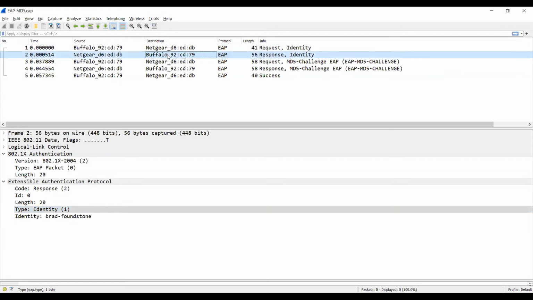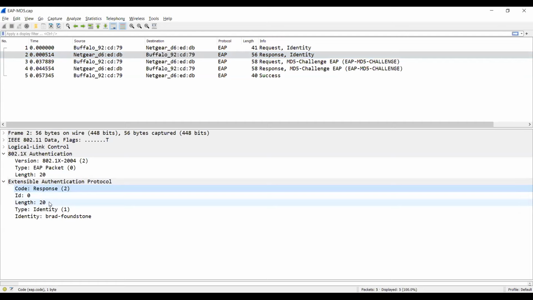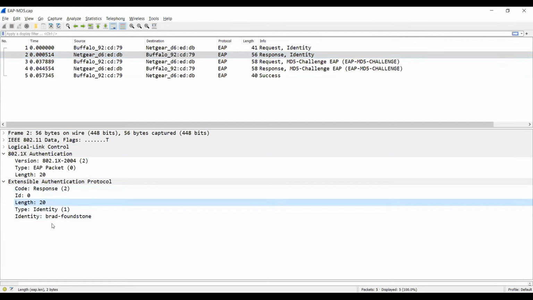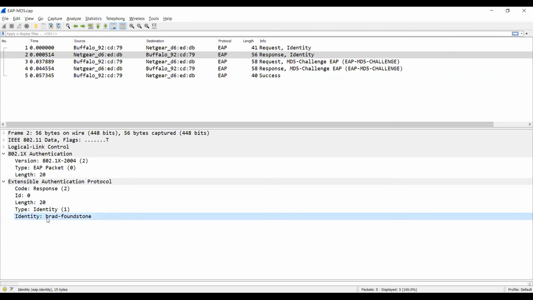In response to this, our client, that is our Netgear, is going to provide the identity, right? So you can see response, the length is 20. What is 20 here? This thing, right? So you can see it's 15 bytes long. Brad-Foundstone is the username. So that is provided by our client. So now this identity will be given to the AAA server.